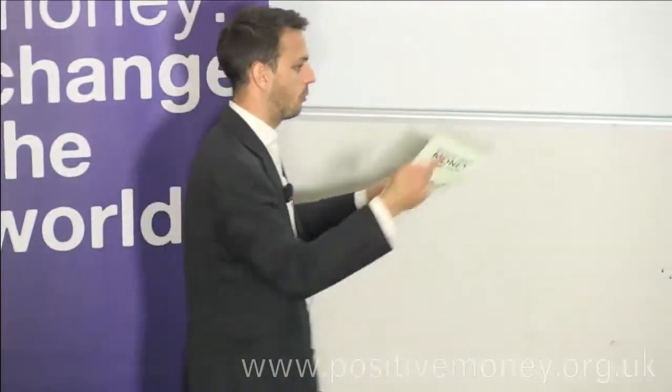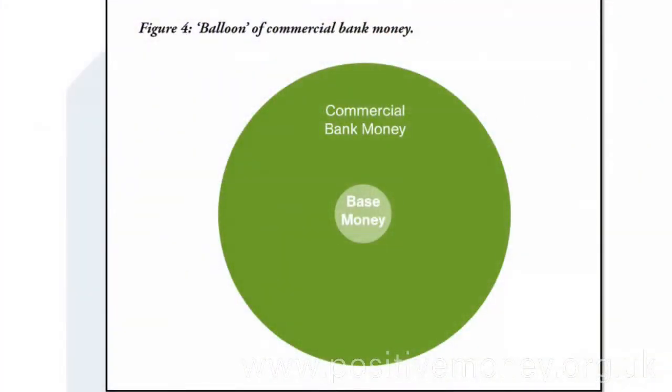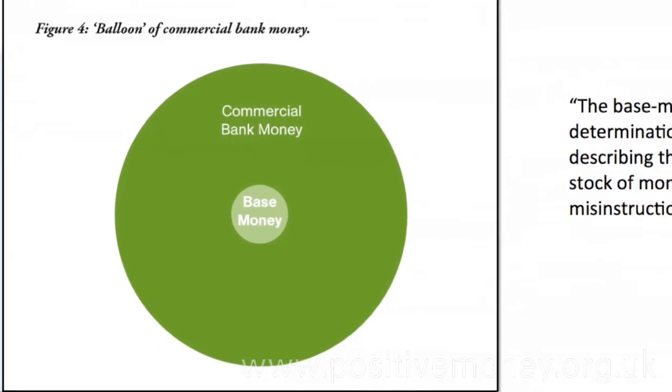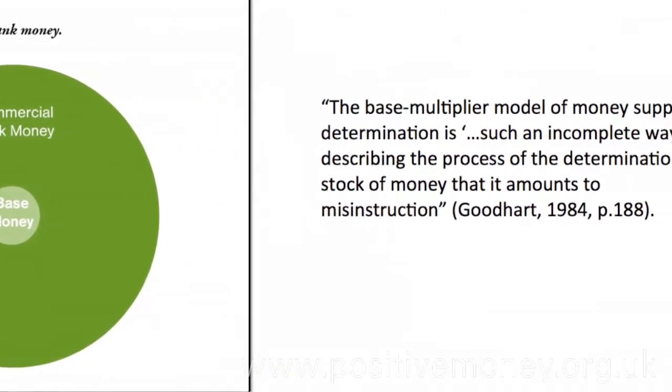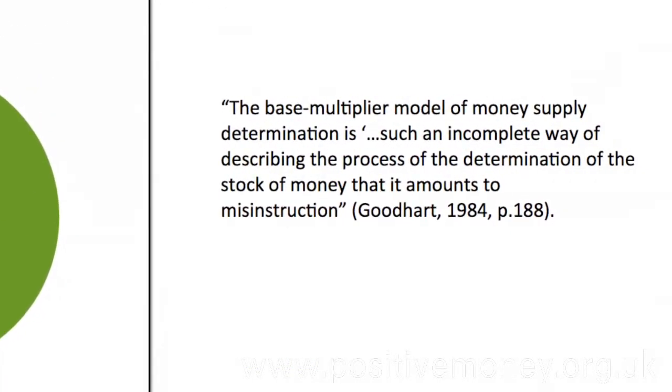If they think people are going to pay back their loans, or if they've got ways of de-risking the loans through securitization, they'll make loans. They just need to have enough reserves to clear all their payments with other banks at the end of each day. And there's a nice quote here from Charles Goodhart, who wrote the foreword to this: The base multiplier model of money supply determination is such an incomplete way of describing the process that it amounts to a misinstruction.